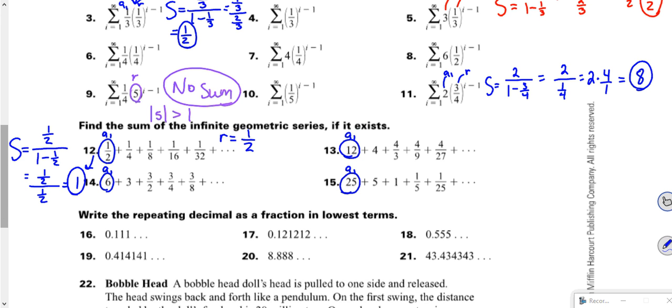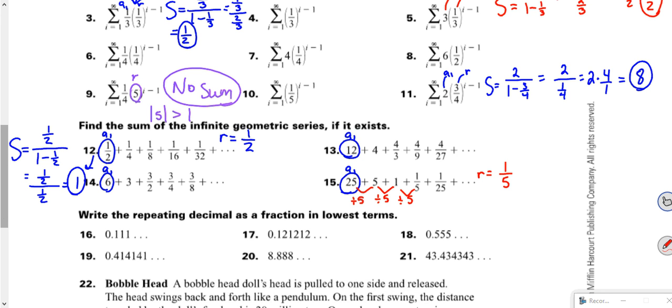Let's look at number 15 and do it together. So number 15, what would be my R to get from 25 to 5? It's like we're dividing by 5, right? To get from here to here, we divide by 5. To get from here to here, we divide by 5. Well, division isn't part of our setup for ratio, but that does tell me then that my ratio is 1/5.